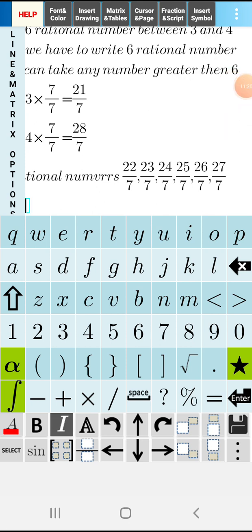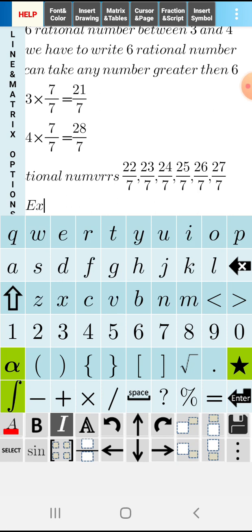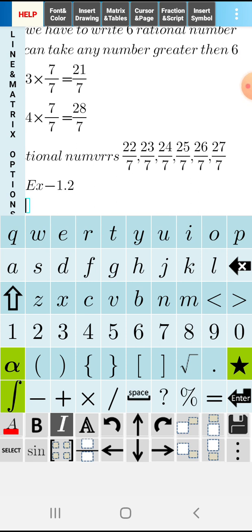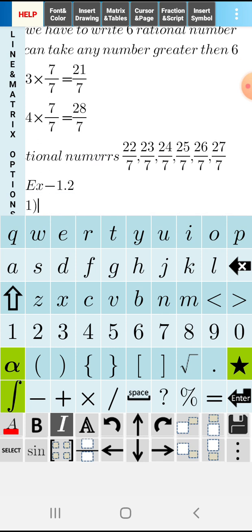The next 2 to 3 sums are there that you can solve yourself, that is the homework for you. You may practice that. Also the same, 3 by 5 and 4 by 5, you have to find 5 rational numbers between them. Use the same topic, take a number greater than 5, and you will get the 5 rational numbers. Come to the next exercise, that is exercise 1.2. The next 2-3 sums are the same as how I did these 2 sums, so you can do them easily and practice them.